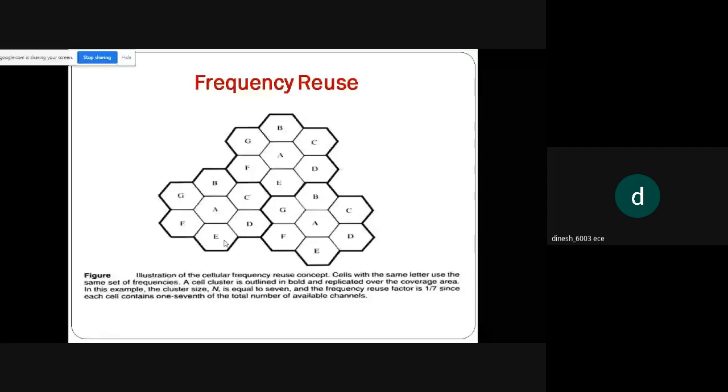Here each cluster is being differentiated by bold outlines. You can see the darker cluster 1, cluster 2, cluster 3. Each cluster will be having 7 cells. Each cell will have frequencies, and those frequencies will be divided among the channels that are available. It starts with 32, 64, 120, it goes on. It depends upon the application that we use.